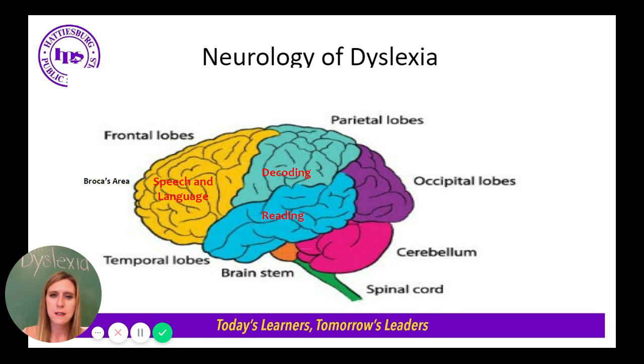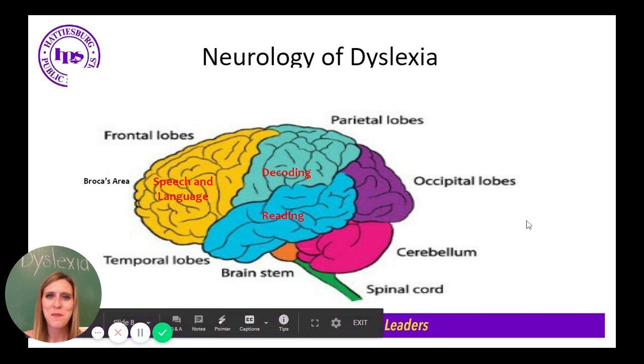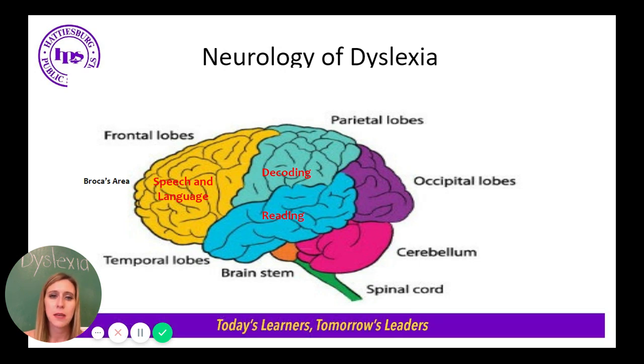This is where that automatic word recognition gets stored into your brain for automatic recognition when you're reading. You don't have to think about how to read. It is just something that becomes more natural to you.